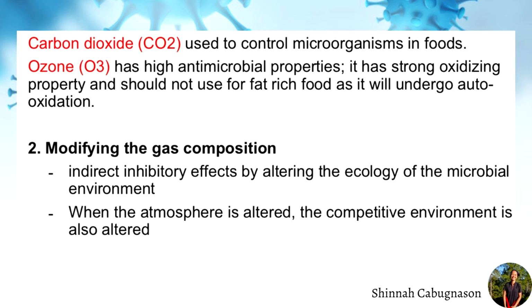The second inhibitory mechanism is achieved by modifying the gas composition, which has indirect inhibitory effects by altering the ecology of the microbial environment. When the atmosphere is altered, the competitive environment is also altered. An atmosphere that has a negative effect on the growth of one particular microorganism may promote the growth of another.